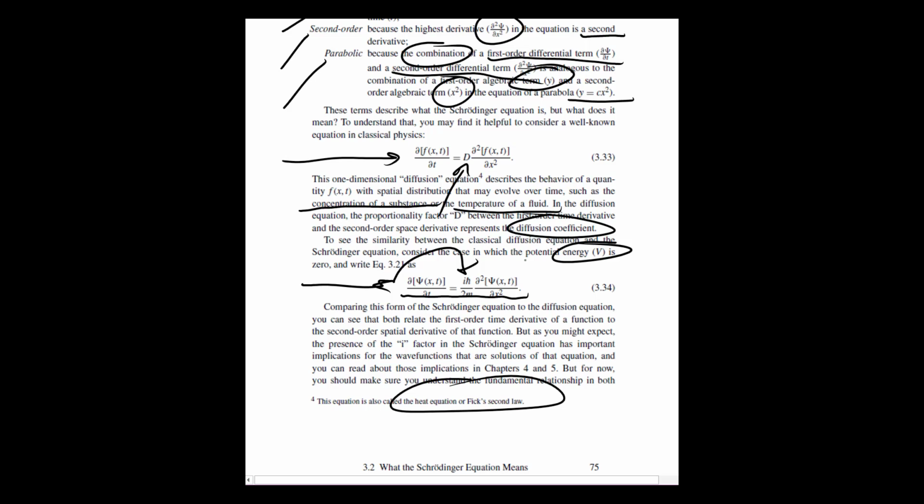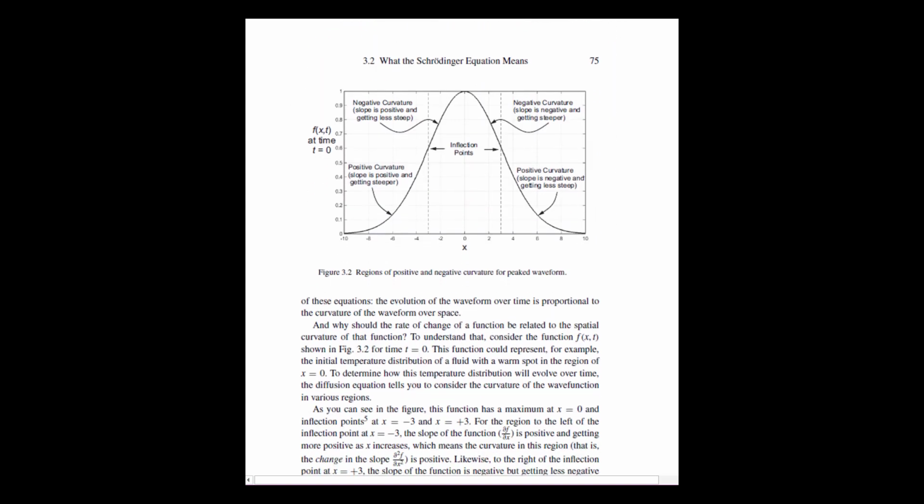But there's a key difference, and that key difference is in this term. That factor of i has very important implications. In spite of that difference, I think it's still helpful to understand what the diffusion equation is telling you. And to understand that, imagine that this is some function of space and time.